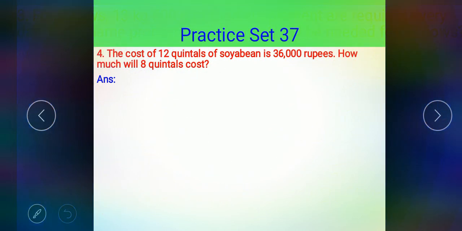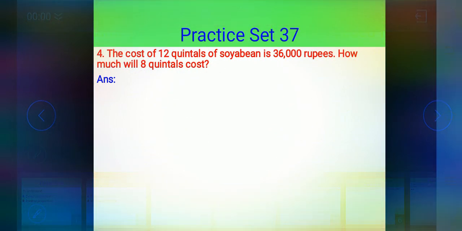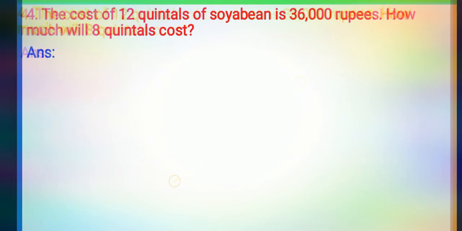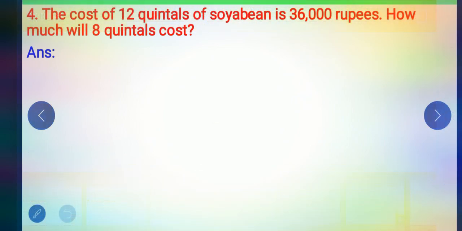When you see the fourth sum, here in the fourth sum we have the cost of 12 quintals of soybean is 36,000. 12 quintal. Students, here the weight is there and the cost is there. We know that when weight increases, the cost also increases. This is direct proportion. In fact, in this exercise all the sums are of direct proportion only, students. So you have no need to be worried. Let us solve. We'll continue in the same way.